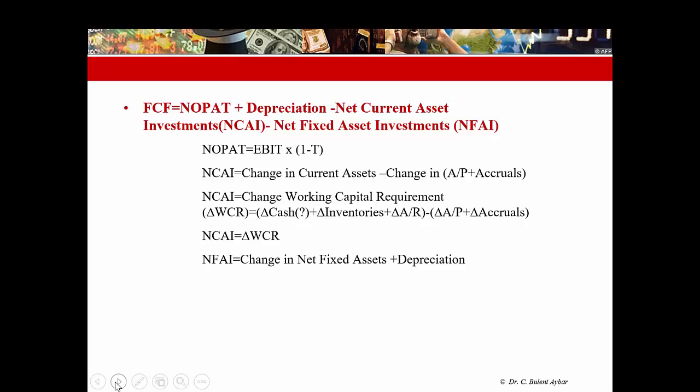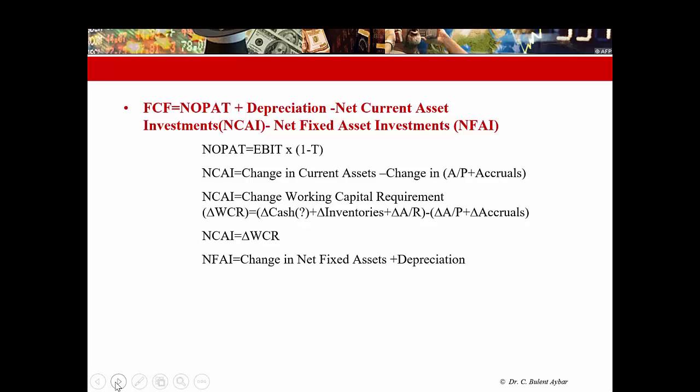There is a reason for that, because most of the time when we estimate change in working capital requirement, we do not account for the change in cash. The only time that cash is qualified to be part of this equation is when cash is part of the operating capital. That is when the cash is absolutely needed to sustain the firm's operations. Otherwise, we will keep cash out. So again, net current asset investments is equal to change in the working capital requirement.